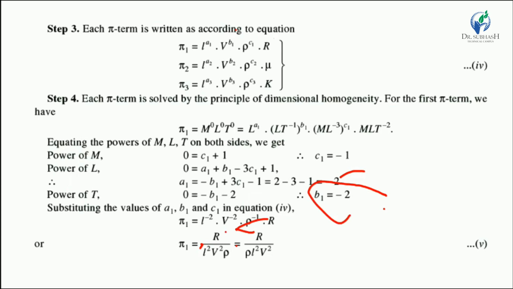Rho has a power C1, so the C1 value is minus 1. So rho has a power of minus 1. Now arrange the equation according to power. So pi 1 is equal to R upon L square V square into rho.